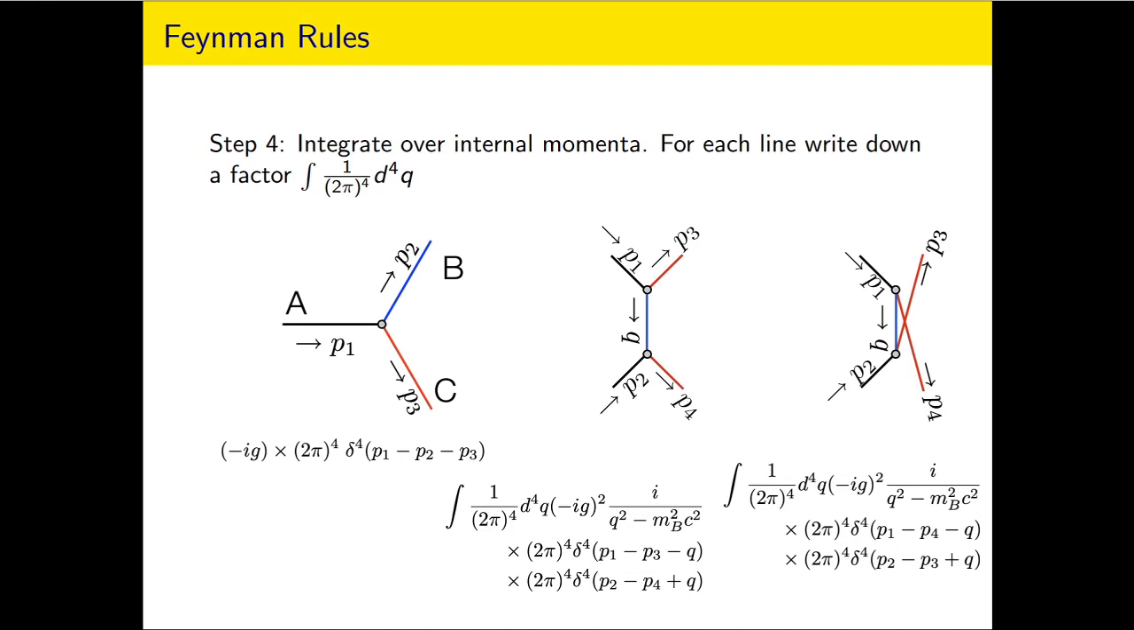Now let's integrate over the internal momenta. For each internal line, we write down a factor of the integral of 1 over (2 pi)^4 d^4q. Let's add this factor to the formula. We get these equations. I will pause here for some time so you can see the equations. We are just multiplying the factors one by one. So at the end we will do the integration and we will also remove some factors and we will get the value that we need.